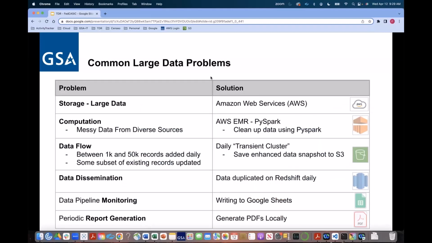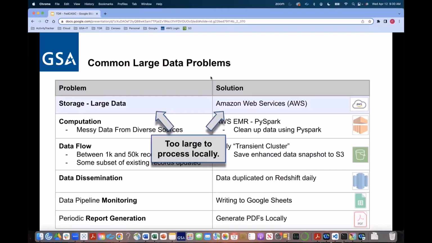So how are we going to make sense of this data? The data has many common problems, which are common with other large data. And we can break the problems down into storage.